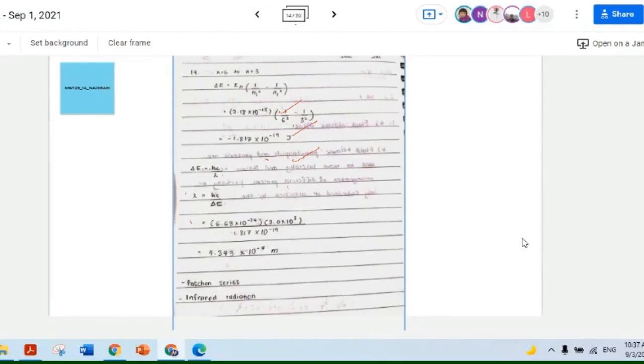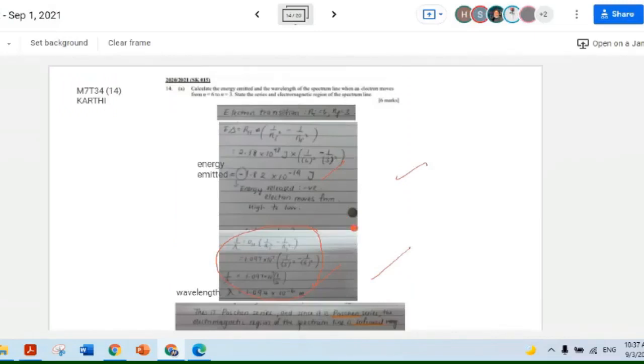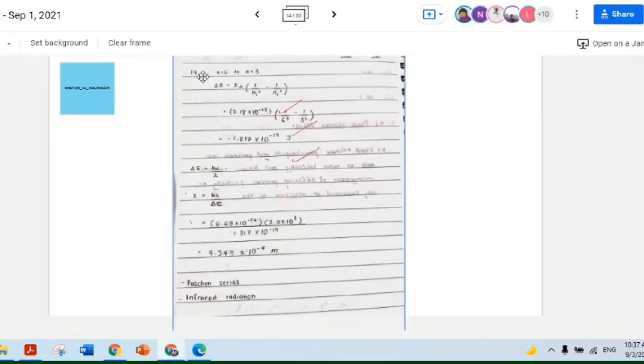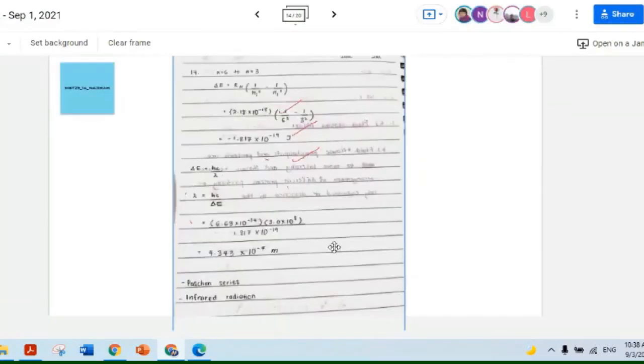Semua orang keluarkan tekan calculator. Let's check. Okay, this is answer for Khatiyani. Okay, delta E correct. 1.82 times 10 to the power of negative 19. Here also the same 1.82 times 10 to the power of negative 19. But we proceed, right? We want to find the lambda, right? The second part is wavelength lambda. So Khatiyani by using the 1 over lambda to proceed to get the answer, which is 1.094 times 10 to the power of negative 6 meter. But why Najihah cannot get the same answer?